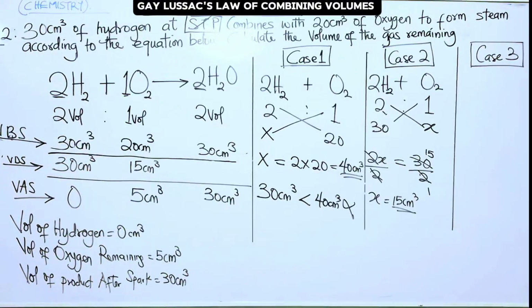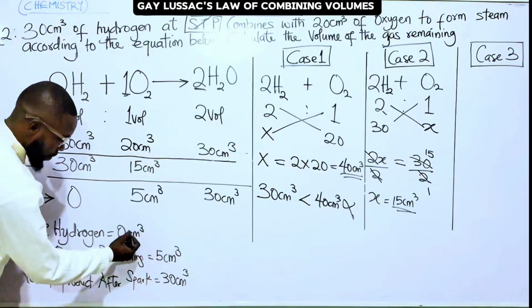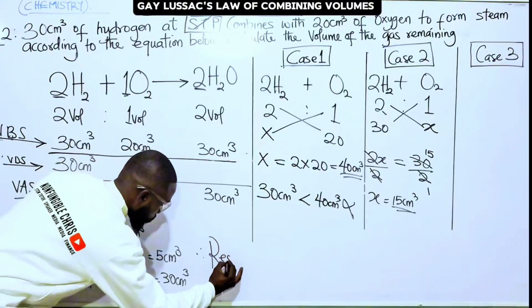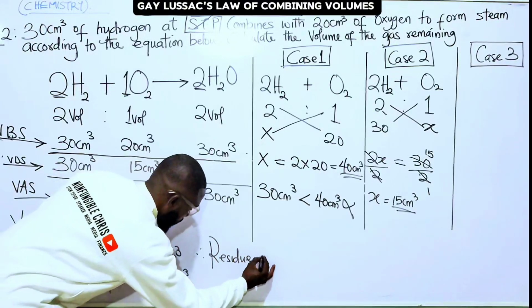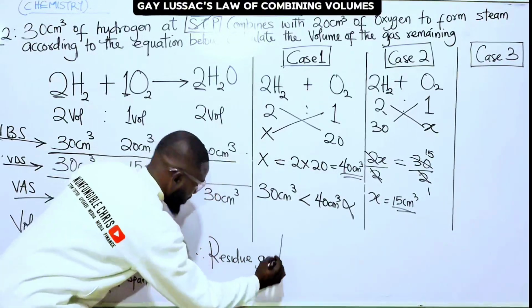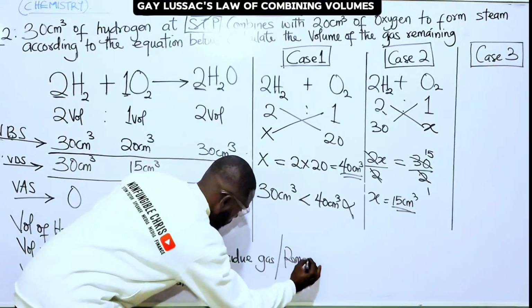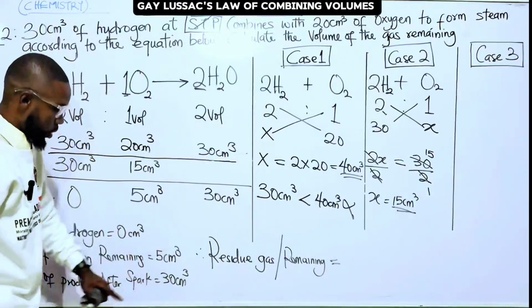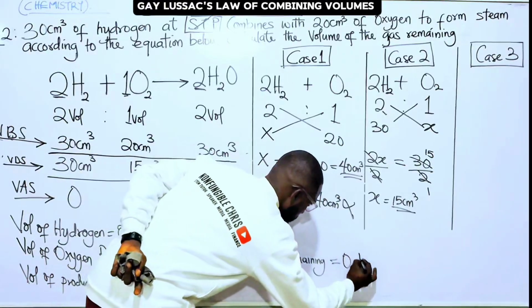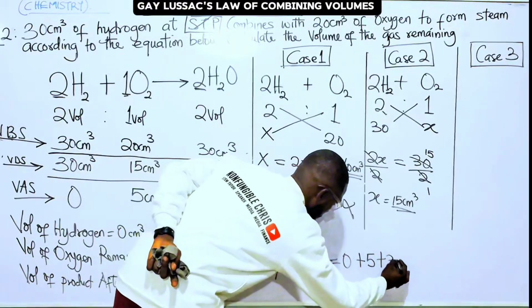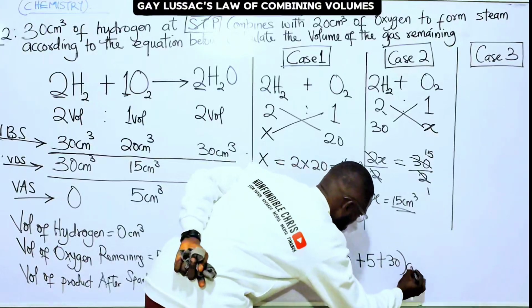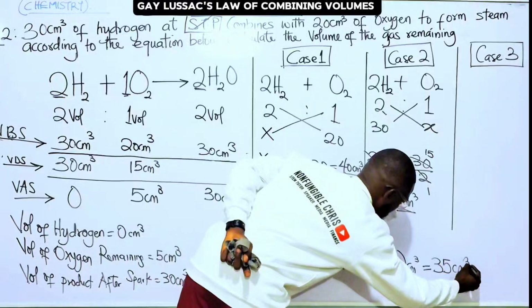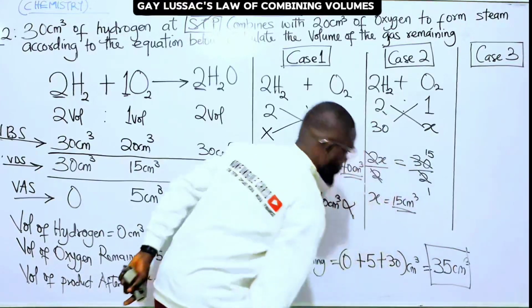So what becomes the residue? The remaining, the sum of all 3 of them, right? You can say therefore our residue gas, the remaining gas, is equal to 0 plus 5 plus 30, all in cm cube. That gave us 35 cm cube. That's our answer. See how easy it is now.